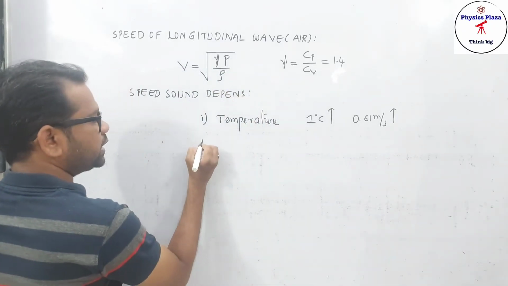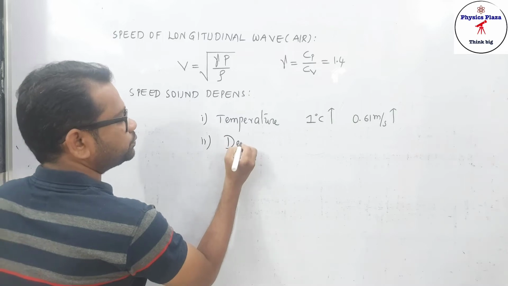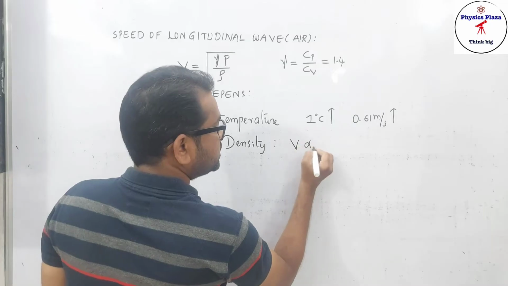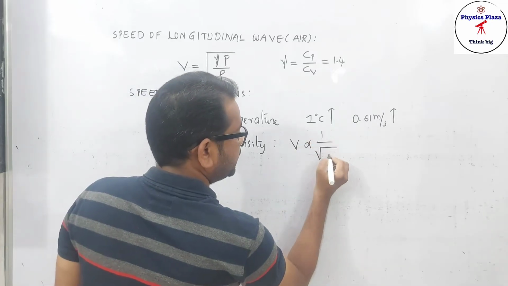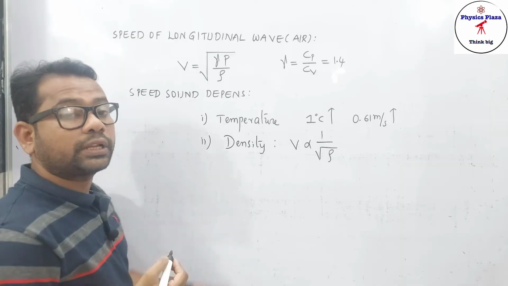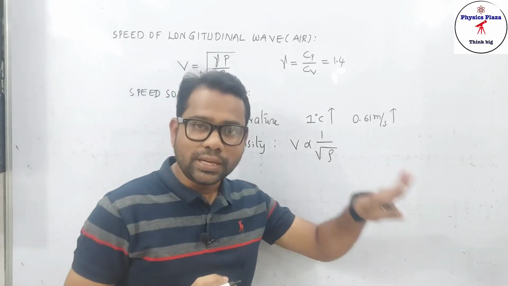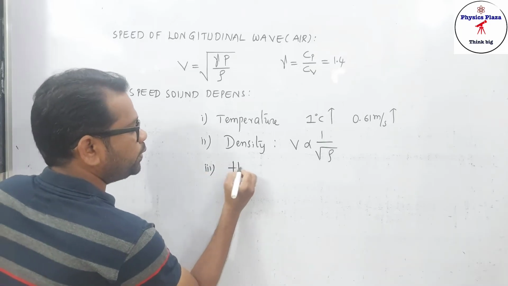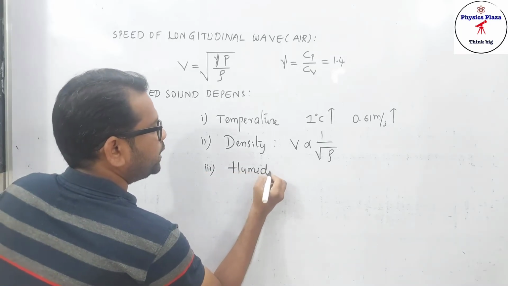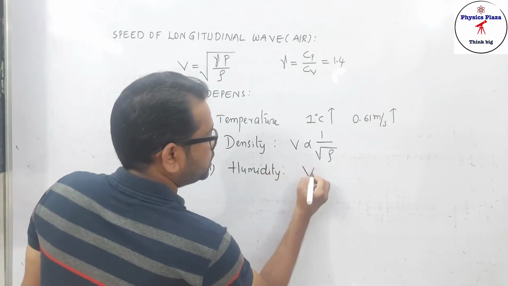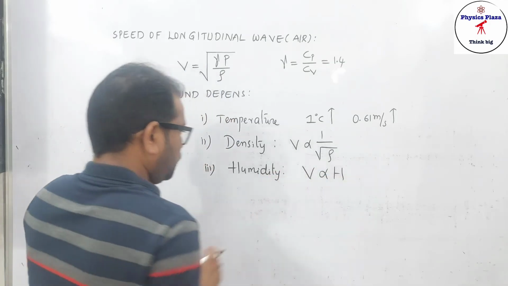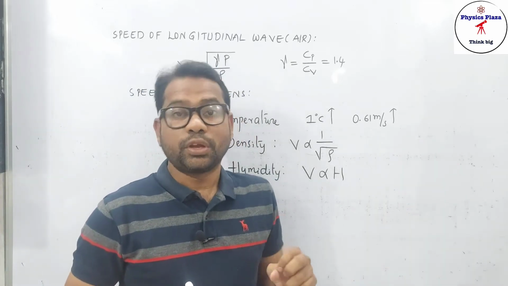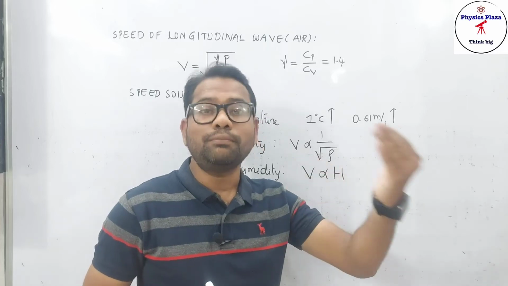Fine. Now the second one is density. Children, the speed of sound is inversely proportional to the square root of density. As the density of the air is more, obviously the speed of sound decreases. Fine. The third factor is humidity. Speed of sound is proportional to humidity. Why? If humidity is increased, the density of the air decreases, due to which the speed of sound will become more.